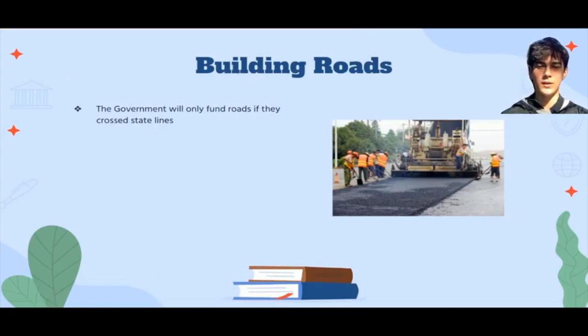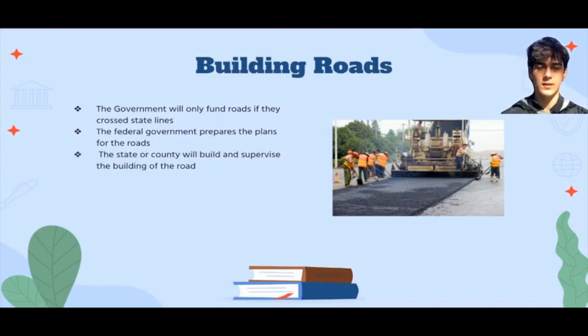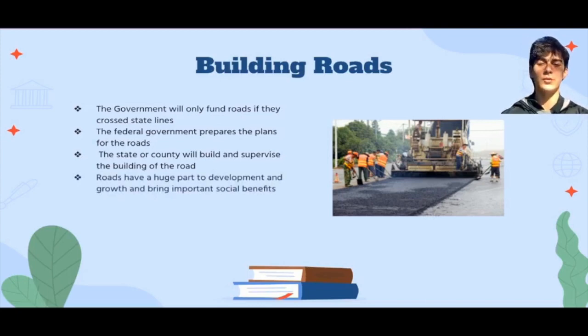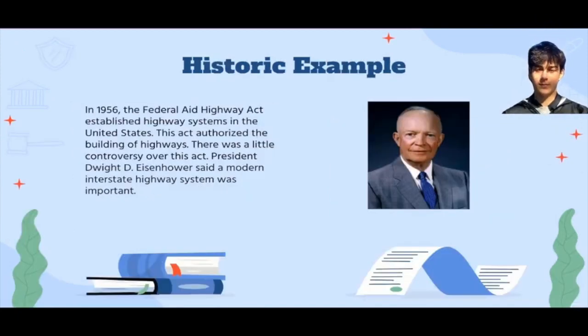For my first power of Congress, I have building roads. The government will only fund roads if they cross state lines. The federal government prepares the plans for building the roads. The state or county will build and supervise the building of the roads. Roads have a huge part in development and growth and bring important social benefits.